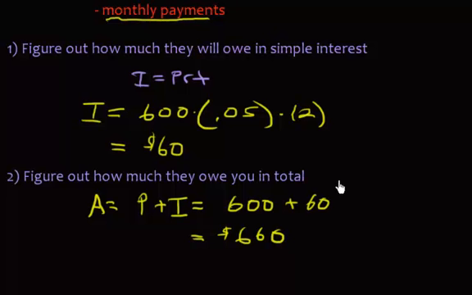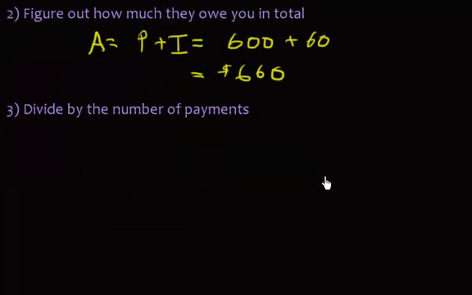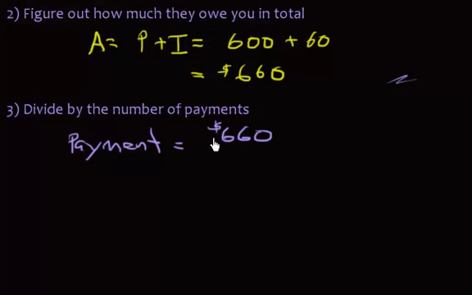So step 3, divide by the number of payments. We can call this the payment. Each payment is going to be the $660, but you're going to divide that by the number of payments. So 2 years of monthly payments, we'll divide that by 24. And that's going to be $27.50. So their monthly payment's going to be $27.50. And that's the idea behind add-on interest when making payments.